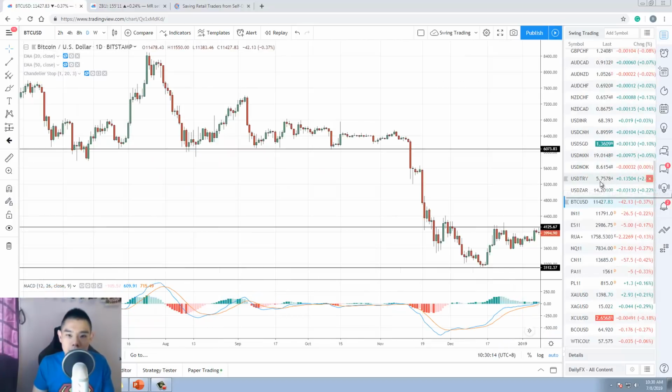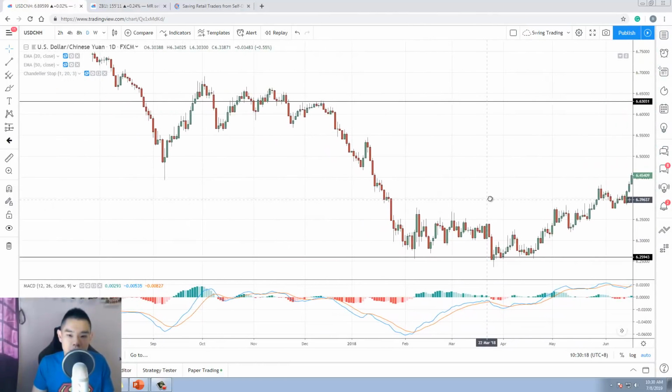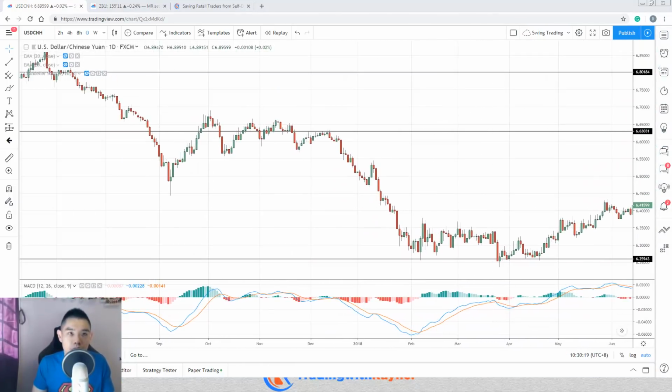Just one more example, because this is so powerful. So again, dollar against the Chinese yuan. So this one over here, right? You can see that there's an area of resistance over here. Volatility of the market here is getting smaller as well. So what is likely to happen?